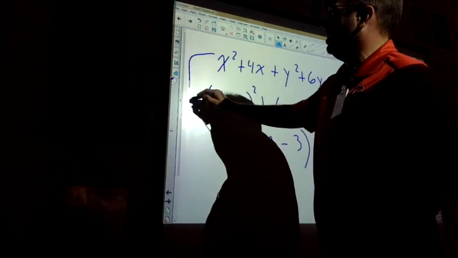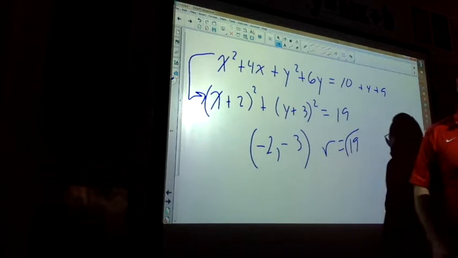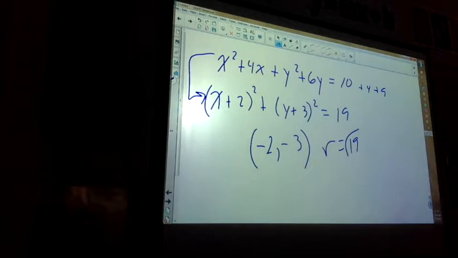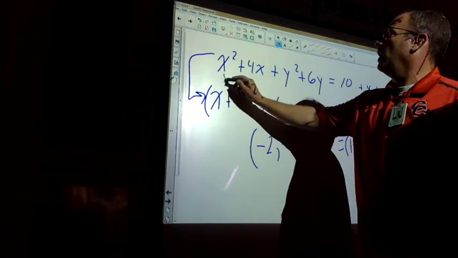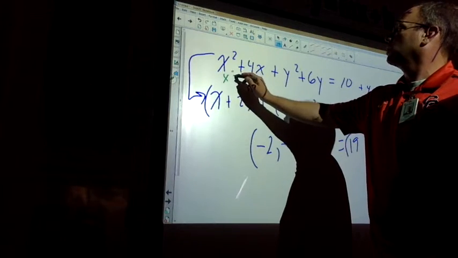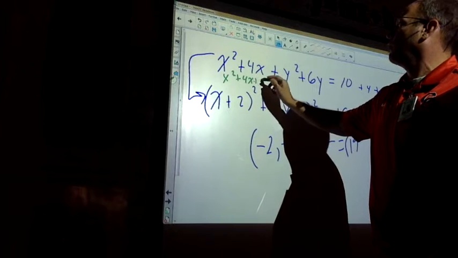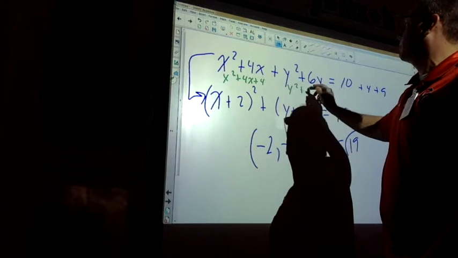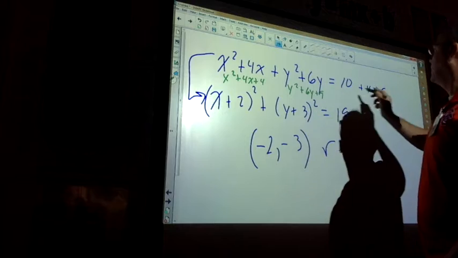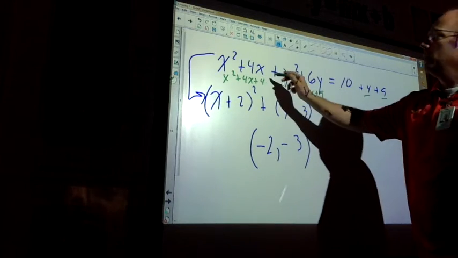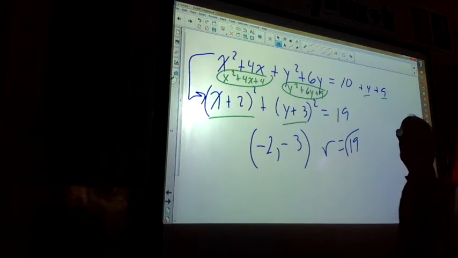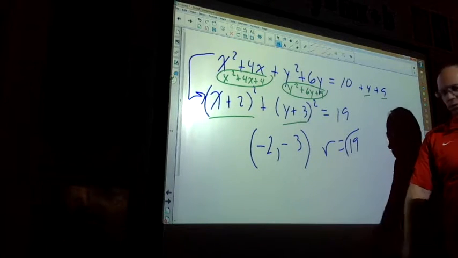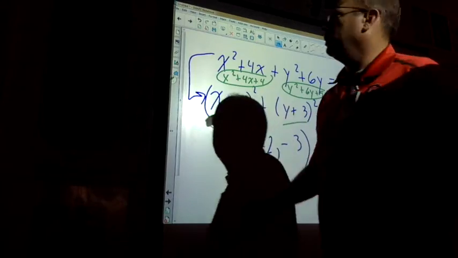I skipped a major step between there, because I see it and I know how to do it real quick. Show us that major step. So you complete the square right here. This becomes x squared plus 4x plus 4. This becomes y squared plus 6y plus 9. That's where the 9 came from. That's where the 4 came from. If I factor this, it becomes this. If I factor this, it becomes this. That's all it is. It should be pretty straightforward.